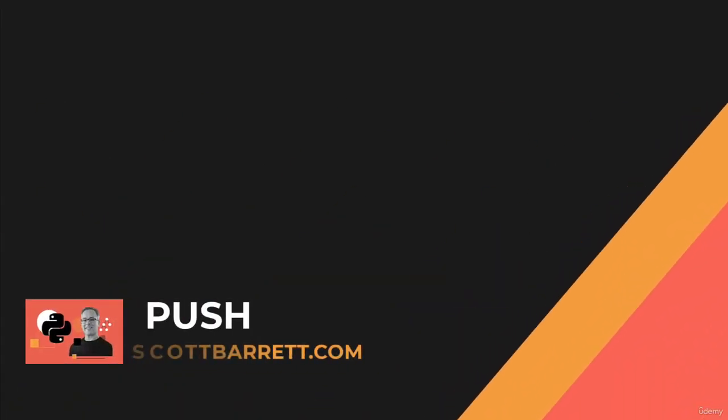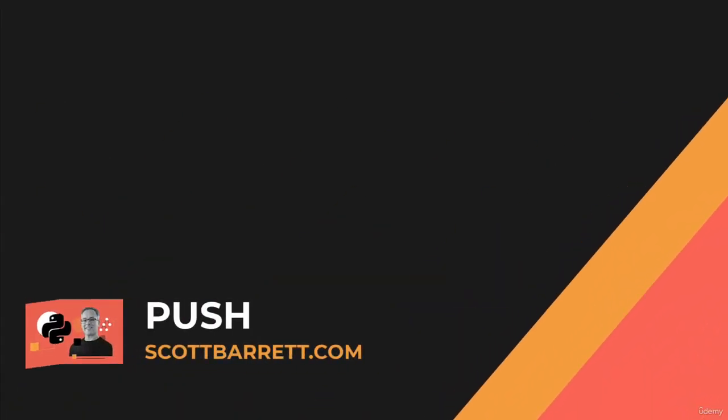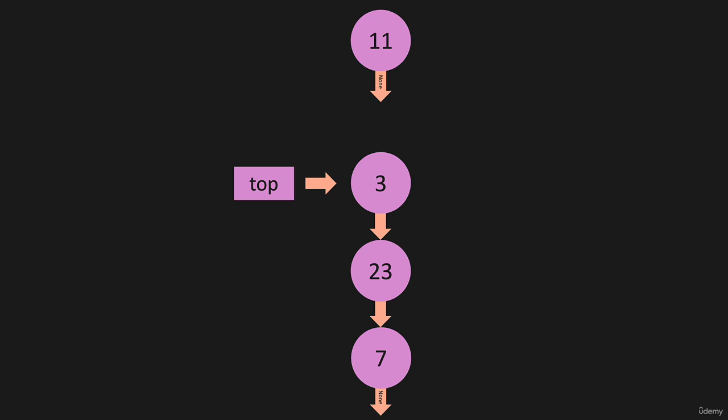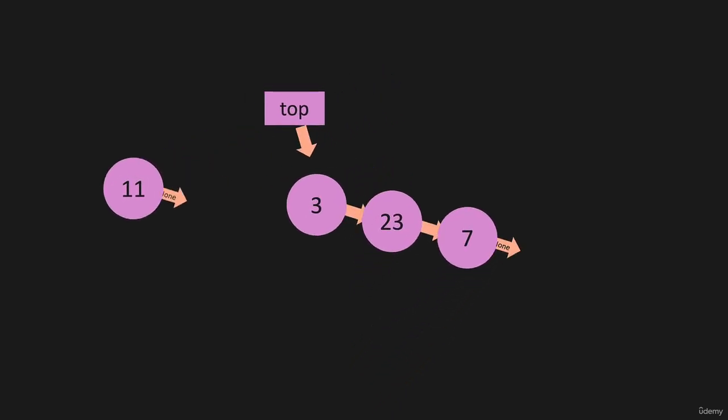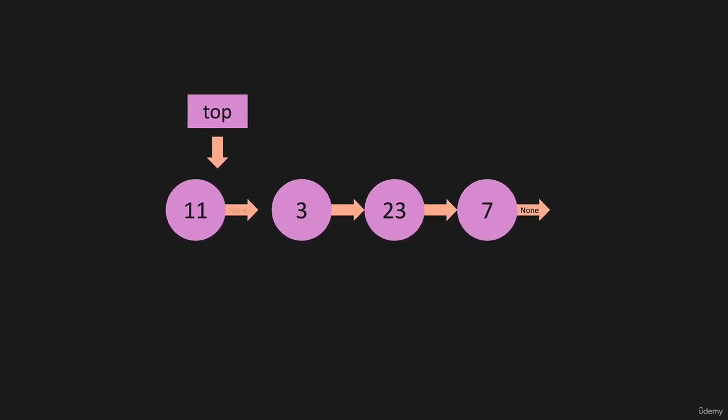Now let's create our push method. And push is going to look like this. We're going to push a new node onto the stack, and we'll have top point to that new node. And we'll be able to borrow heavily from the prepend method for linked lists.